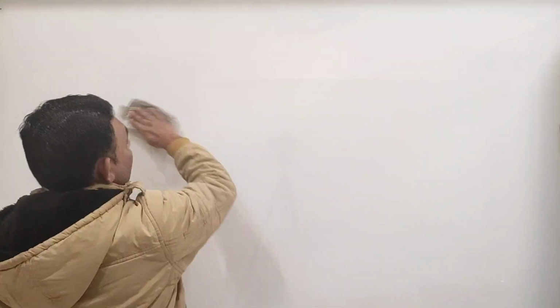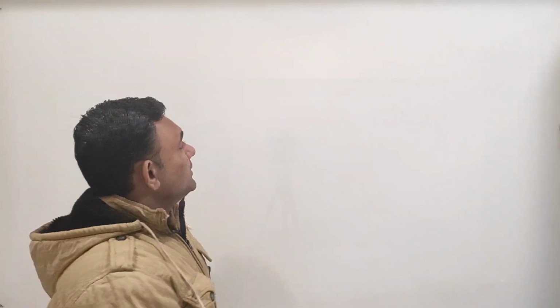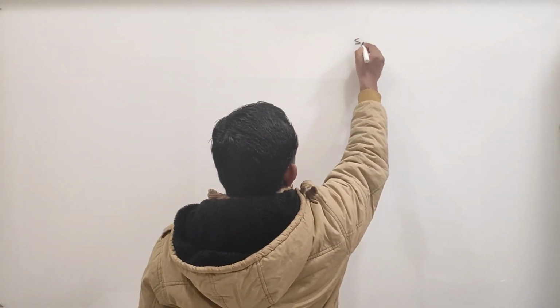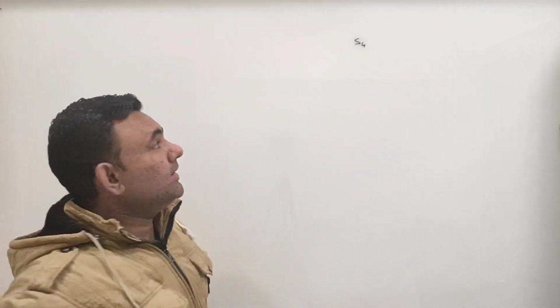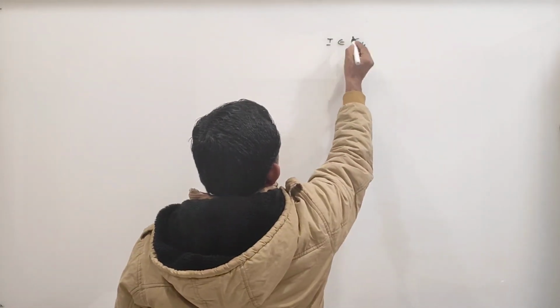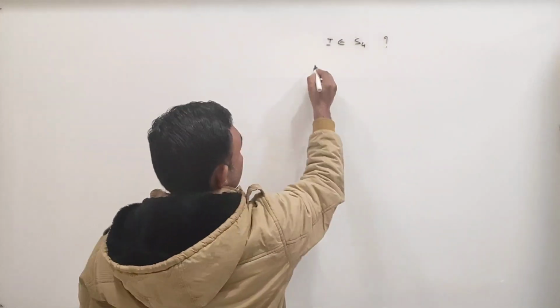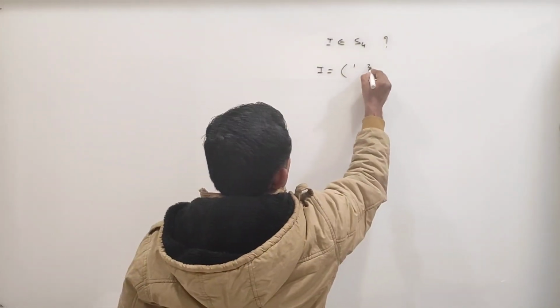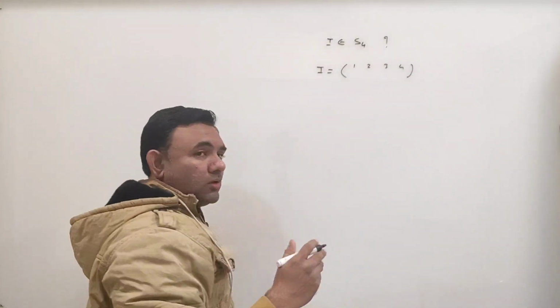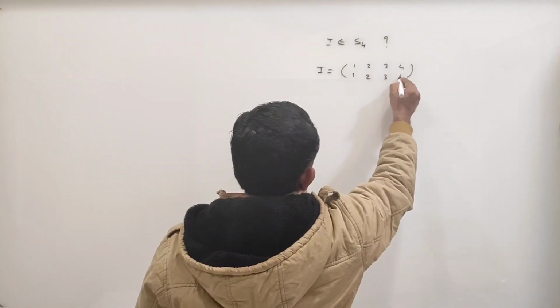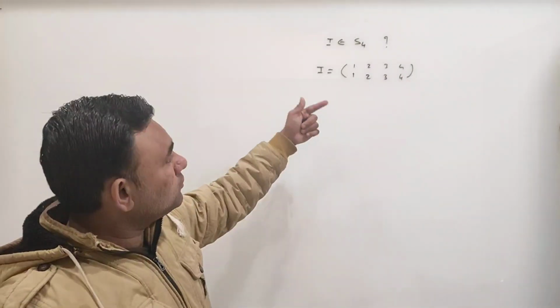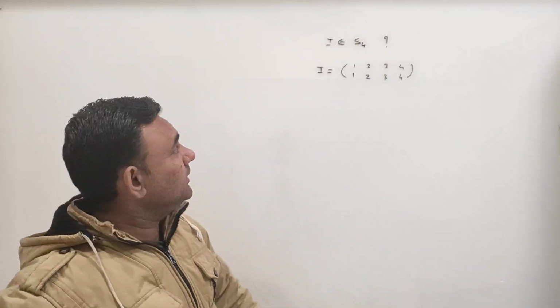So obviously, what is the identity element in Sn? See, if you consider S4 or S3, S2, whatever, to understand we consider S4. So what is the identity element in S4? We know that identity element is 1 2 3 4, a permutation in which every element is invariant. So 1 goes to 1, 2 goes to 2, 3 goes to 3, 4 goes to 4. So this is identity in S4.